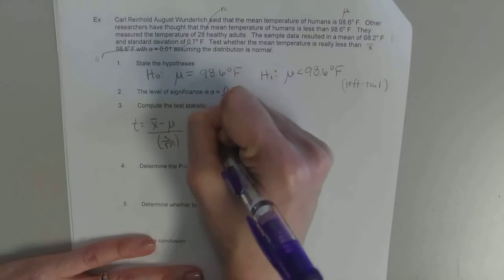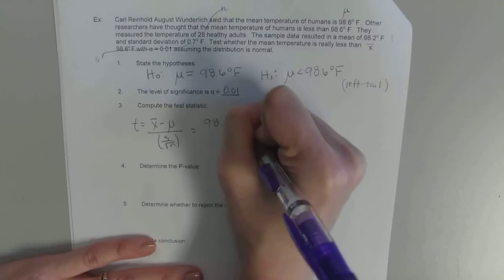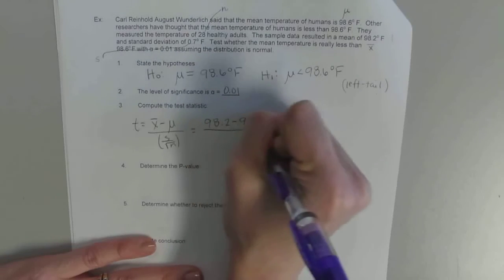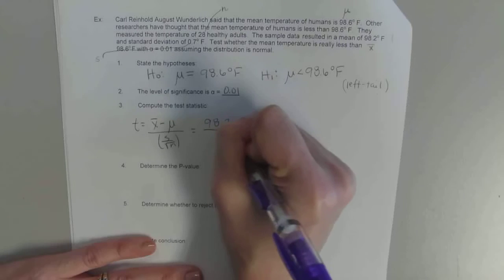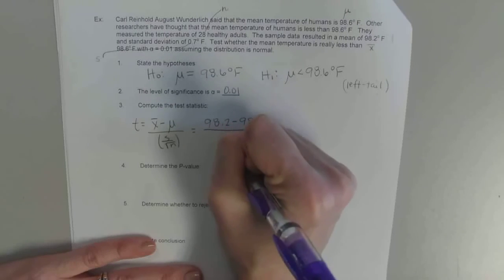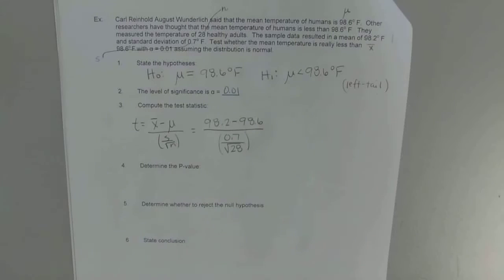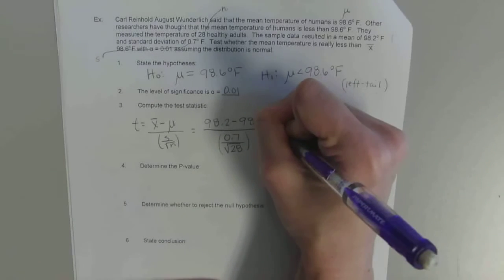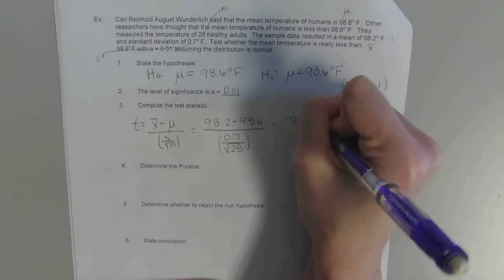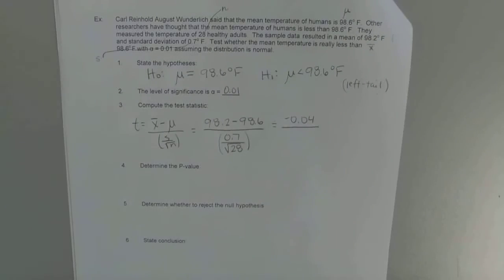What was our X bar? 98.2 minus our mean, 98.6, over S, 0.7, and then the N of 28 is the only thing in the root, guys. All right? In order of operations, do each of them individually. So do that subtraction by itself first and get negative 0.4, right? And then do the 0.7 divided by the square root of 28 on its own and round to 4 or 5 decimals. For some reason today I rounded to 5 on this one.